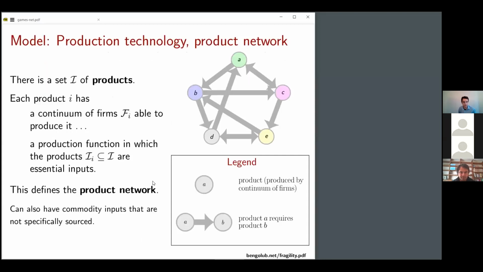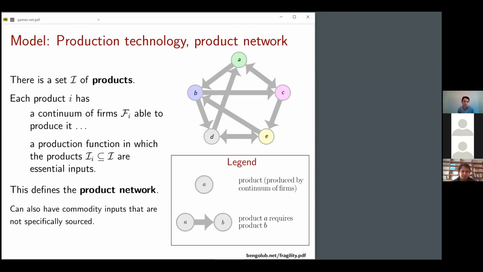So since this is a modeling crowd, let me immediately lay out the model, and then we'll talk in much more depth about how to interpret the primitives. The first primitive I'm going to introduce is not the network we ultimately focus on, but a primitive called the product network. So there's a set of products. Think of this as the airplane, then various subparts of the airplane. That's one way to think about it.